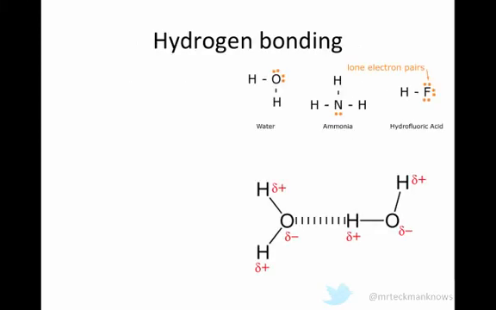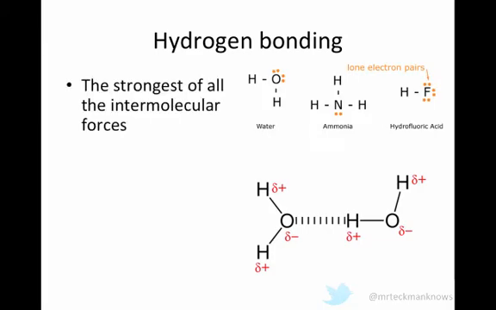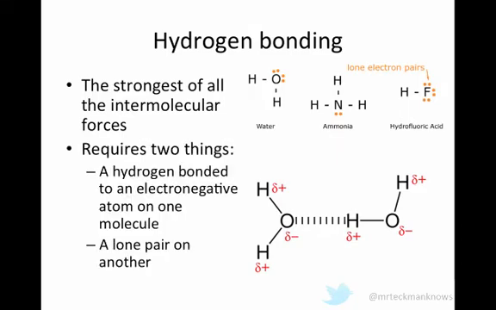Okay, so let's start with hydrogen bonding. This is the strongest of all the intermolecular forces, and that gives out some properties that we're going to be talking about in a second. And there's 2 things you need for it. A hydrogen that's bonded to an electronegative atom on one molecule, and then on the other molecule you need a lone pair. So for example, on all of these molecules we could have hydrogen bonding because we've got lone pairs and hydrogens bonded to electronegative atoms.